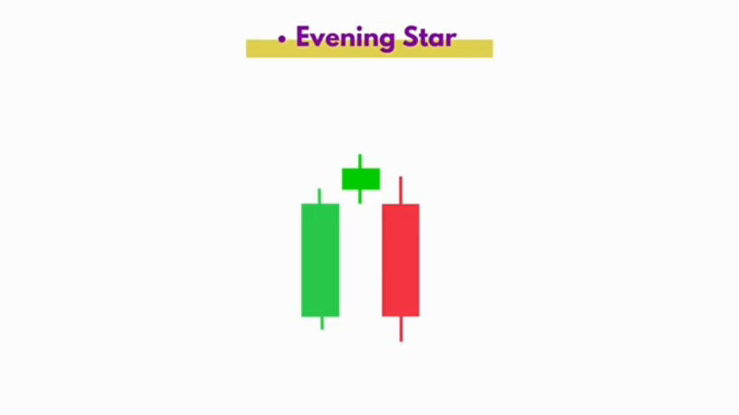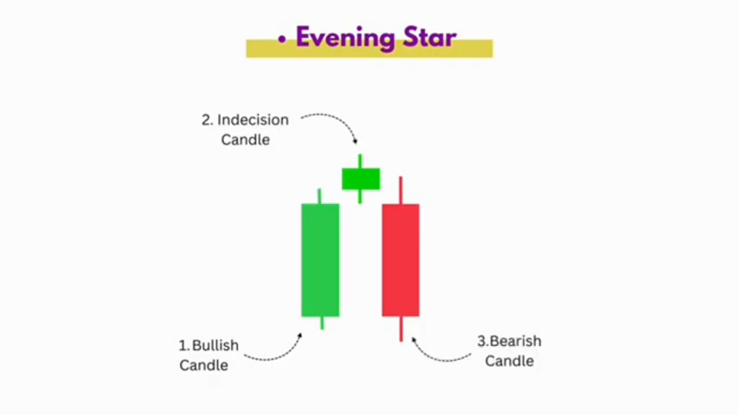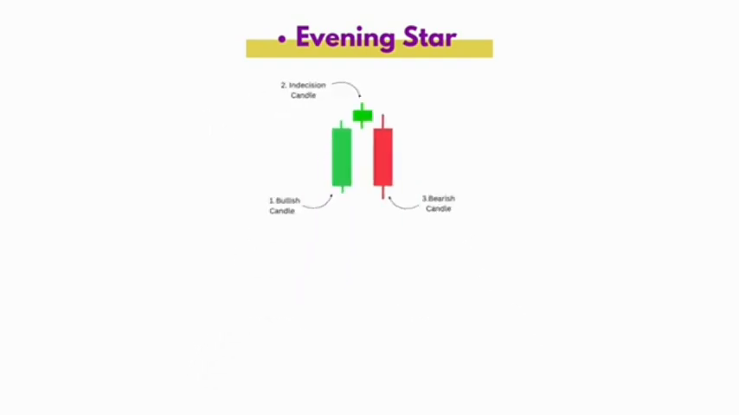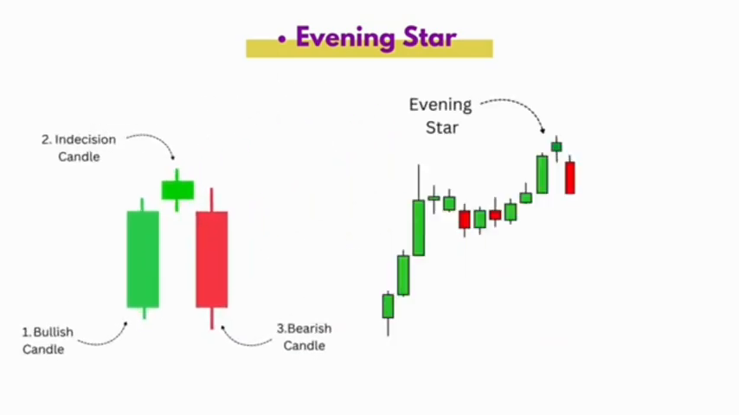to move lower. The first candle represents a strong uptrend, while the indecision candle tells us that the balance of power between buyers and sellers has shifted, setting the stage for a potential bearish reversal. The third candle confirms that the sellers have taken control and overpowered the buyers. Once this pattern is complete, there's a strong probability that the price will move lower. If the evening star forms at a major resistance level, it can provide an excellent short-selling opportunity.